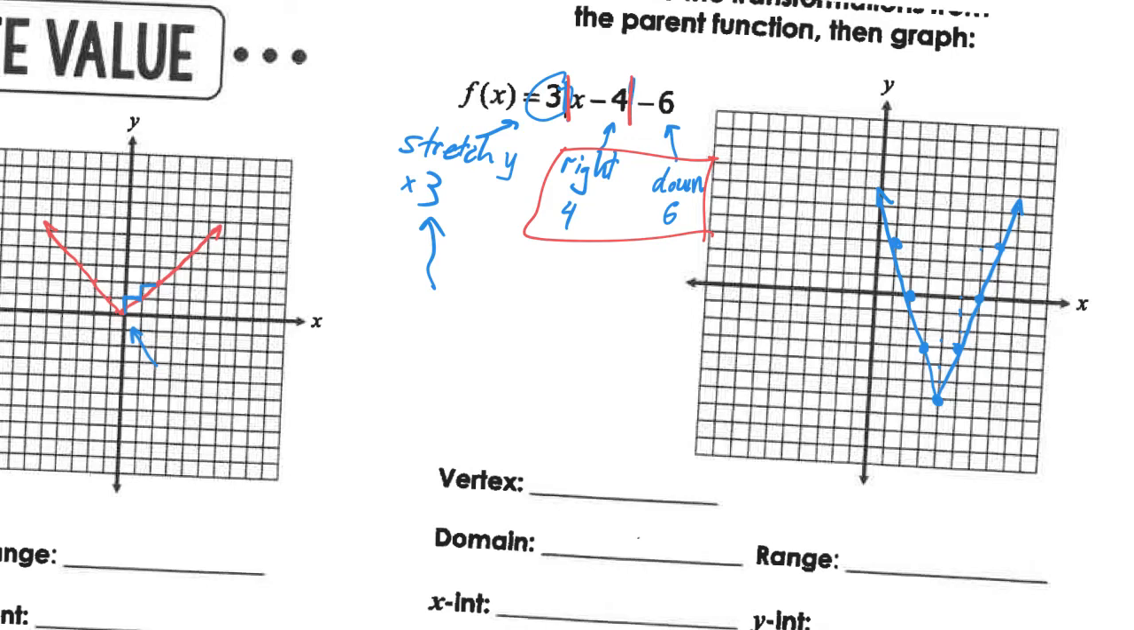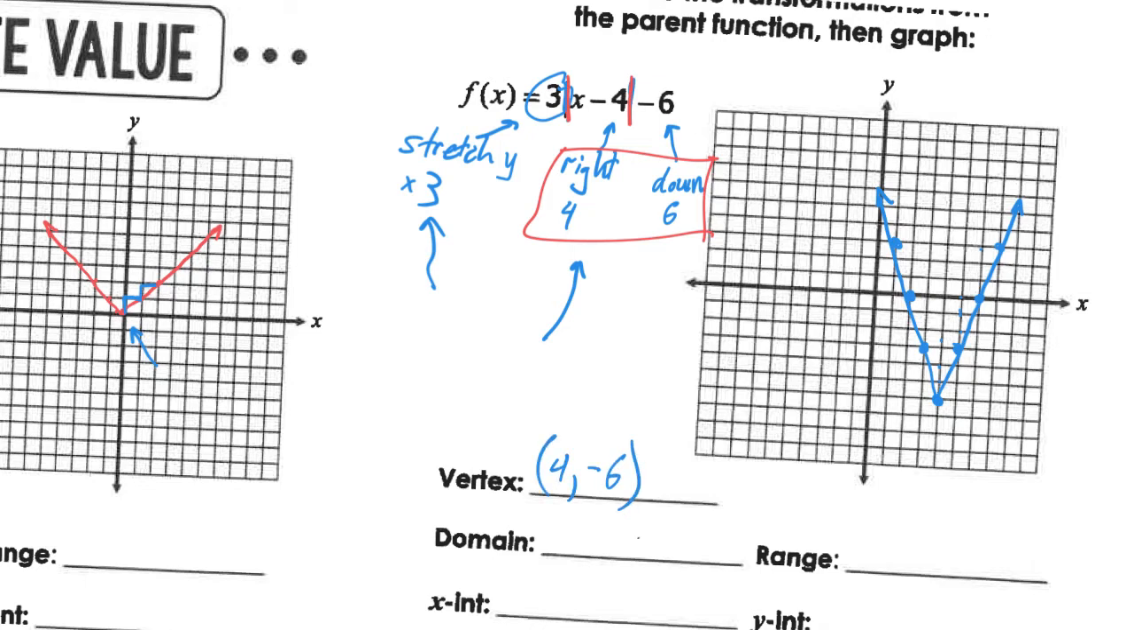Then where's the vertex? Well, the vertex got moved where the whole shape got moved. So it went to the right 4 and down 6. So the vertex is going to be at 4, comma, negative 6.